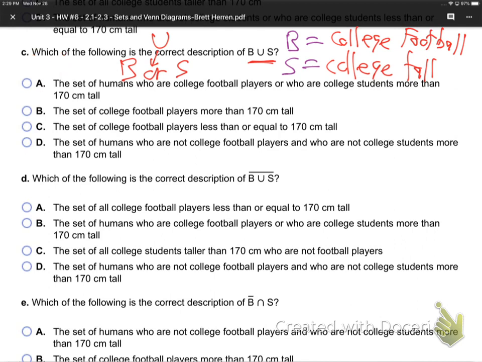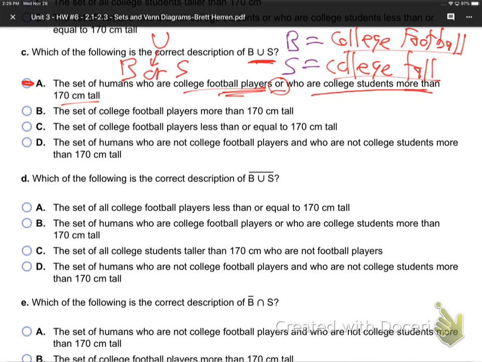So it's like a scholarship. You can apply for the scholarship if you grew up in Fresno or been to the moon. It's either one. You don't have to have gone to the moon, right? So let's go through it. What is B union S? College football or college tall, right? College football players or more than 170 tall. That's it. They're college football or they're tall. A it is.